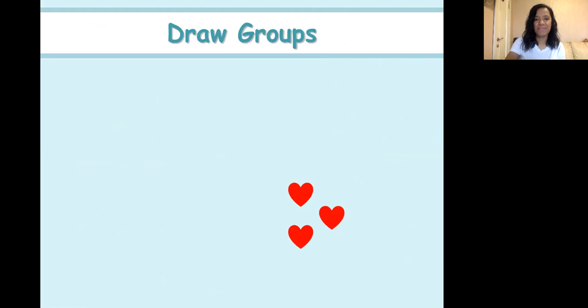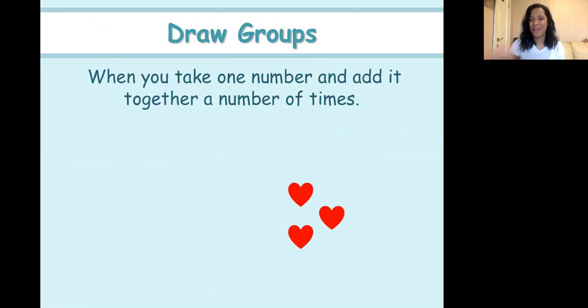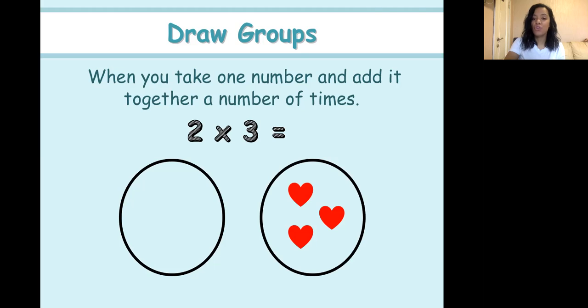Let's go to the next one. You can also draw groups, okay? Ooh, I already have some hearts out, okay? We can draw groups. When you take one number and add it together a number of times, if I know that it's 2 times 3, I'm going to draw 2 groups. It's going to be 2 groups of 3. So one group is going to have 3, and my second group is going to have 3 as well, okay?